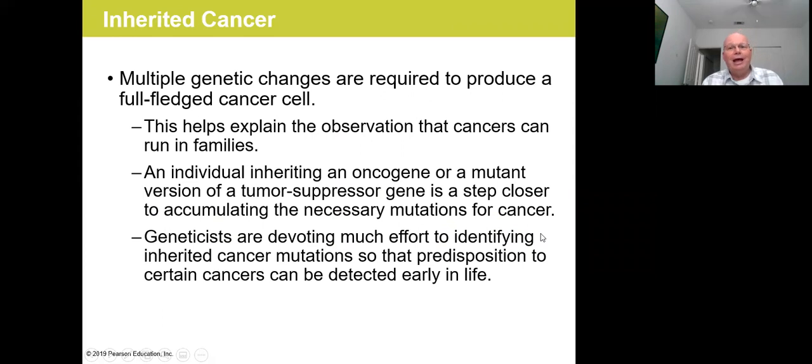Of course, if you have a history of cancer in your family, that tells you that some of these changes are being inherited from one generation to the next. Some of these changes are already present in the DNA that is being passed on from one generation to the next. And that simply means you have a higher chance of developing cancer because some of the changes that need to accumulate have already occurred and you've inherited them in that fashion.